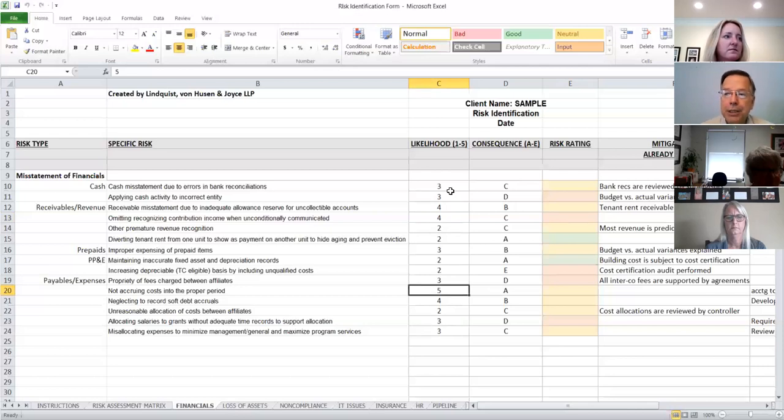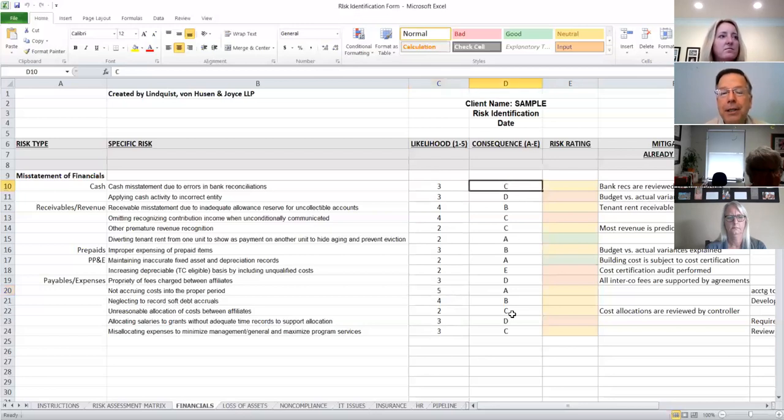The idea of this tool is that each organization would fill it out for themselves. You're not just following whatever I said in terms of my likelihood assessment. It's a tool that you can customize and put in your own likelihoods and add more risks. And I'm hoping we will add more risks after I finish explaining how it works.